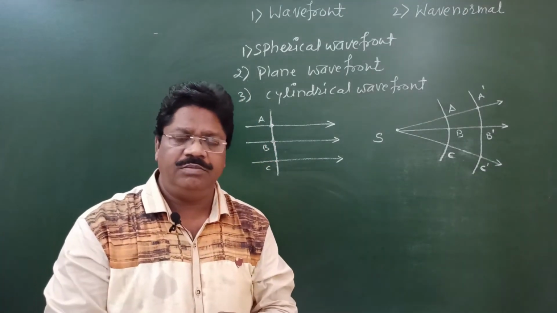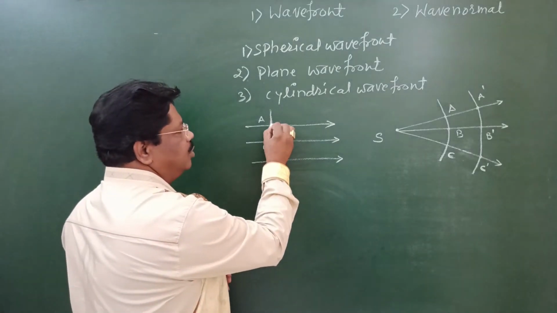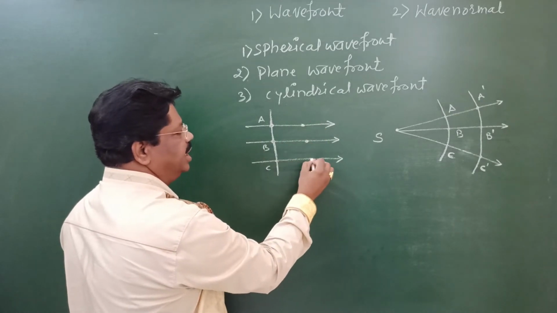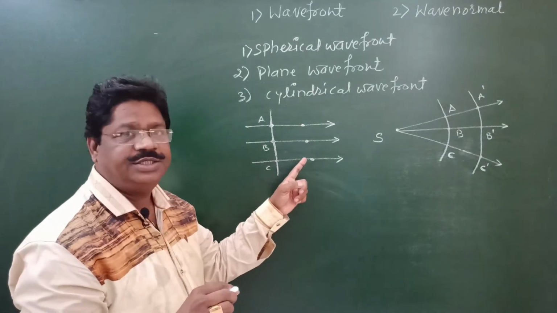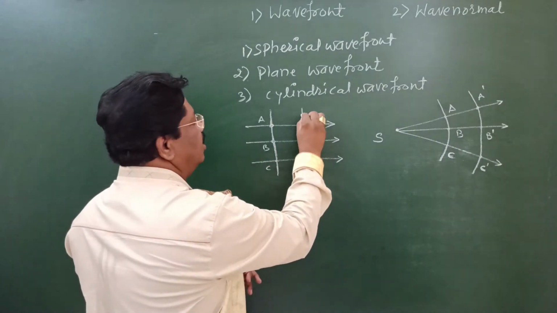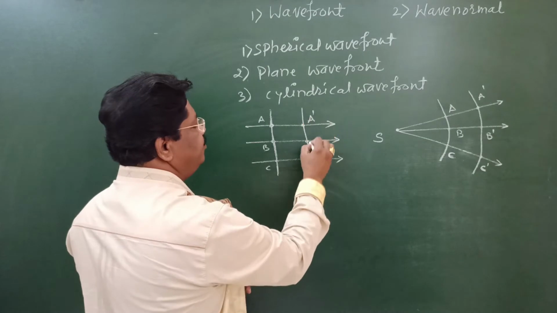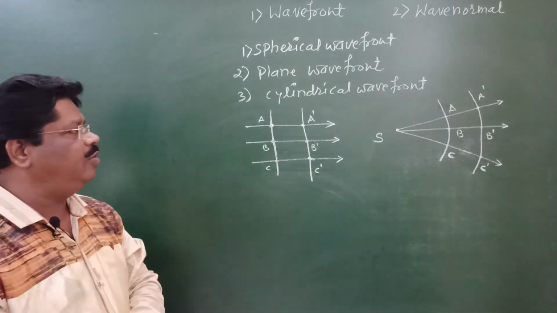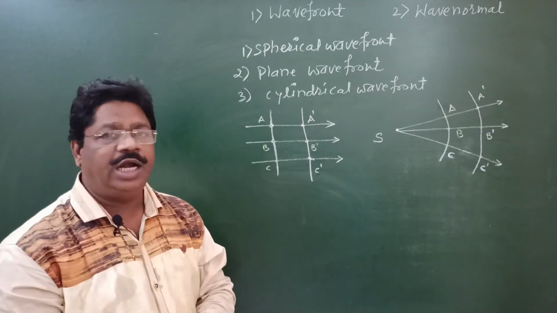Again, after another time t, this wave moves from A to A dash, B to B dash, C to C dash in the same interval of time, and again these 3 points are in the same phase. Again the line joining these 3 points is the new wavefront A dash, B dash, and C dash. This is another plane wavefront A dash, B dash, C dash.